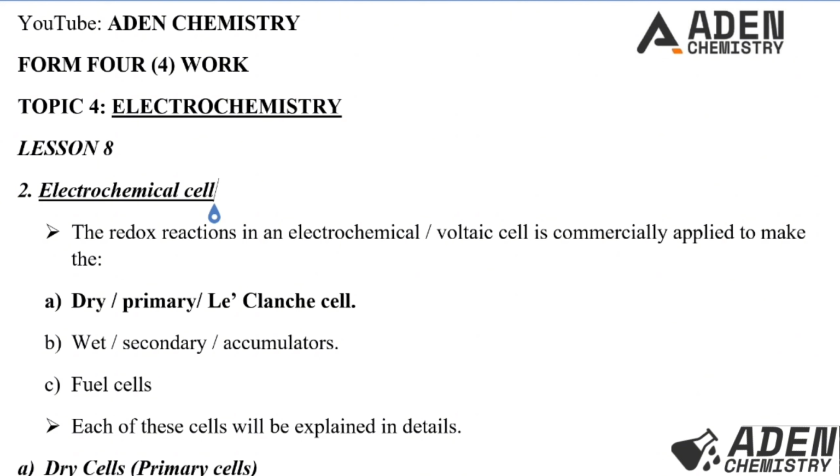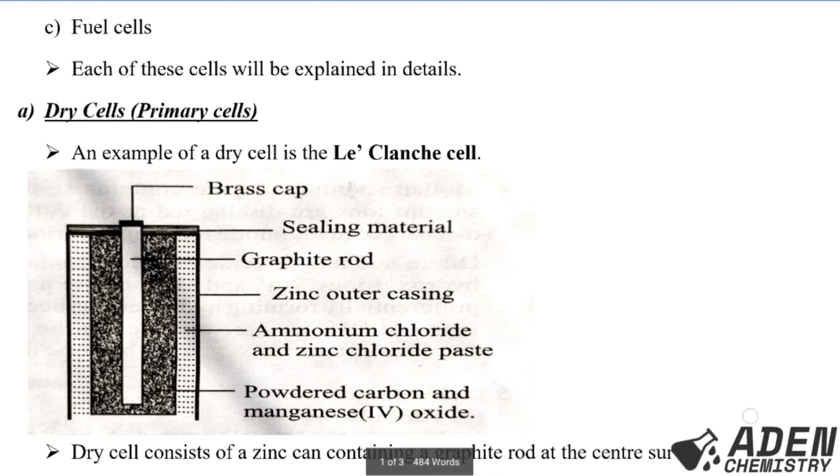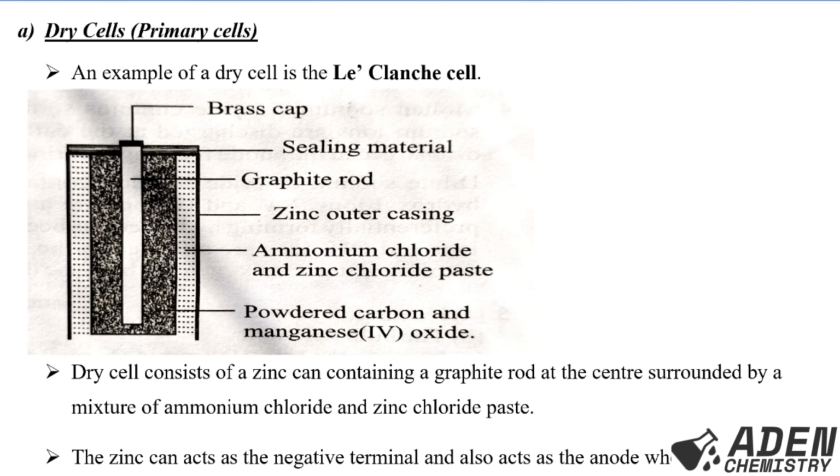Each of these cells will be explained in detail. Today our class will be only the dry cells. In our next class we are going to do the wet cells, or the secondary cells, or the accumulators. So dry cells are also known as primary cells. An example of a dry cell is the Leclanché cell, and this is how the Leclanché cell looks.